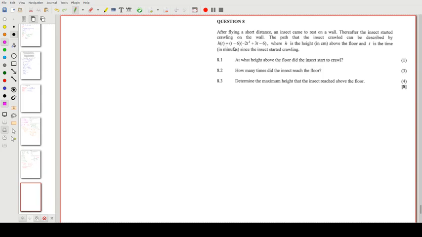h of t equals (t minus 6) times (negative 2t squared plus 3t minus 6). I'm just going to write that down before we do the rest. So h of t equals (t minus 6) times (negative 2t squared plus 3t minus 6). Okay, so there is our function, where h is the height in centimeters above the floor and t is the time in minutes since the insect started crawling.